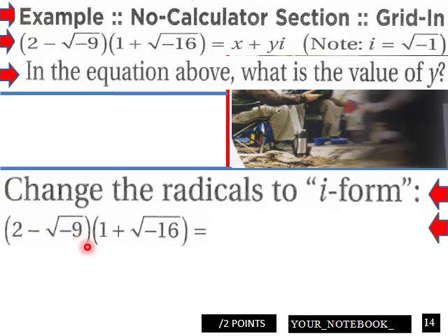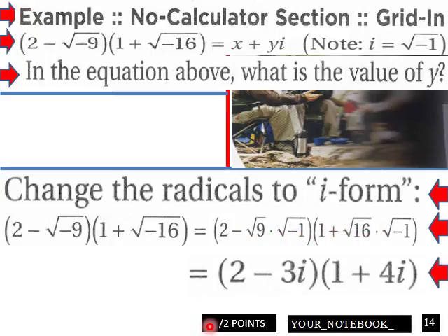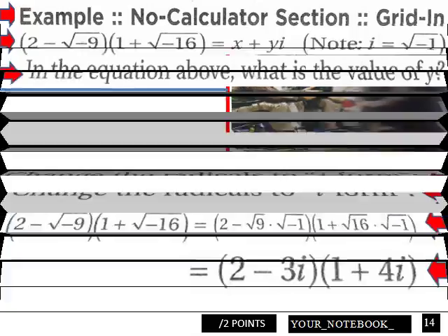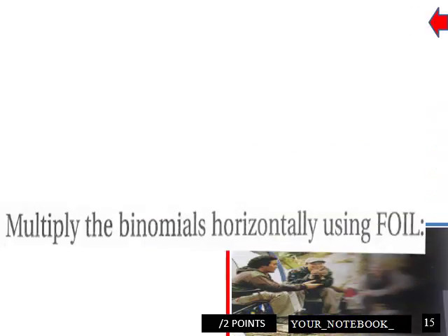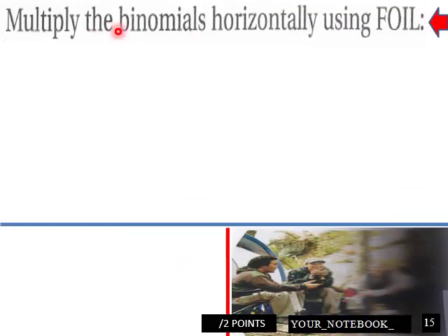So 2 minus the square root of negative 9, 1 plus the square root of negative 16 equals 2 minus the square root of 9 times the square root of negative 1. Same thing over here. Then this is 2 minus 3i and 1 plus 4i here. That's a good start. We're getting these conjugates together here.